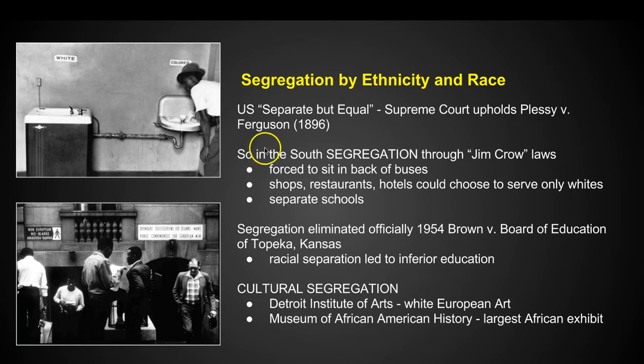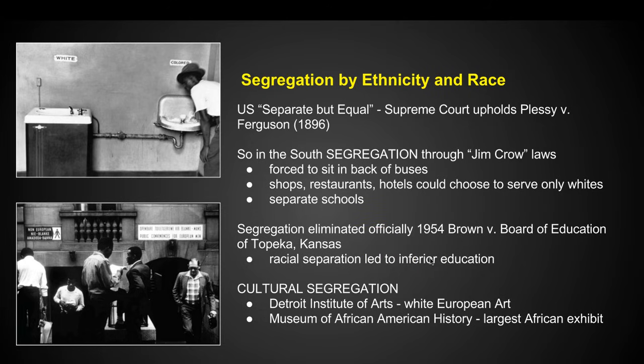And after the Civil War, although we ended slavery, we still saw segregation in the South through the creation of unofficial Jim Crow laws that were not necessarily backed by the Supreme Court, where blacks were forced to sit in the back of buses, in shops, restaurants, and hotels. They could say, you know what, we're only serving white people. And legally, you had the separation of schools where whites went to one school, and usually it was backed well financially, and blacks or ethnicities going to another school that really wasn't backed very well at all financially. So there was a huge problem with segregation, according to ethnicity and race.